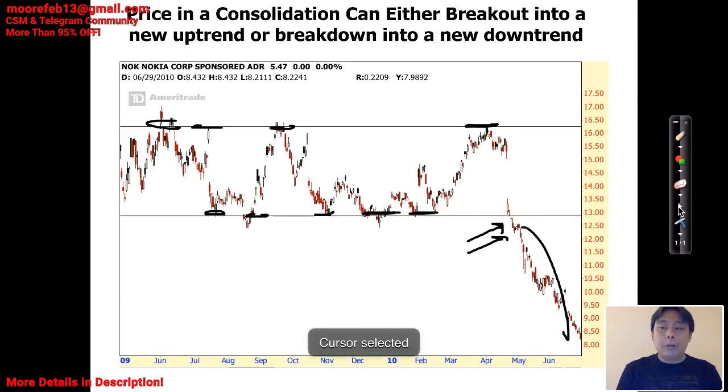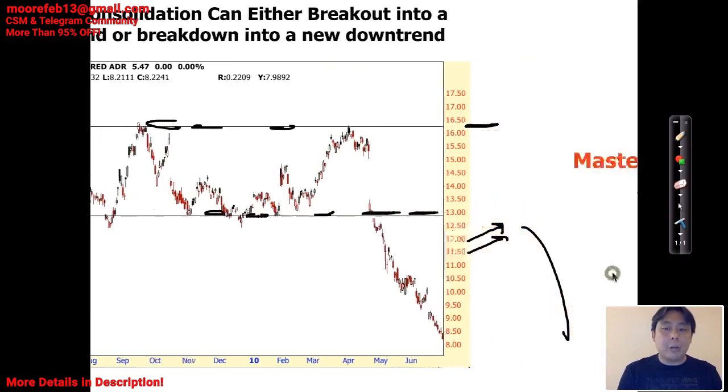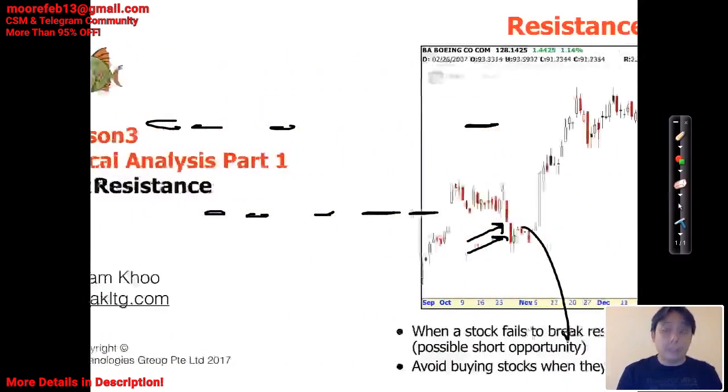So that concludes this section on trends. Okay, in the next session, we're going to be looking at support and resistance levels.